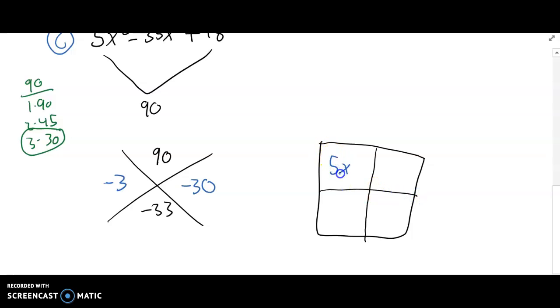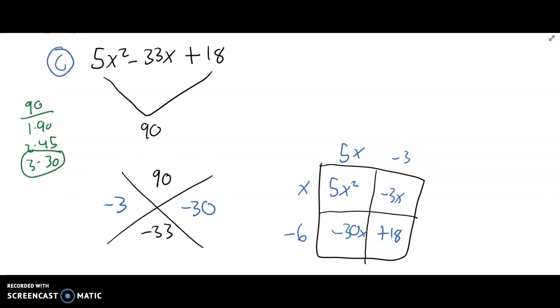Okay, I've got 5x squared here, 5x, and x. I'm going to put my negative 30 right here. I can take out a minus 6. I'll put minus 3x here, take out a minus 3, positive 18, and that matches up with our original problem. So our two factors here are 5x minus 3 and x minus 6.